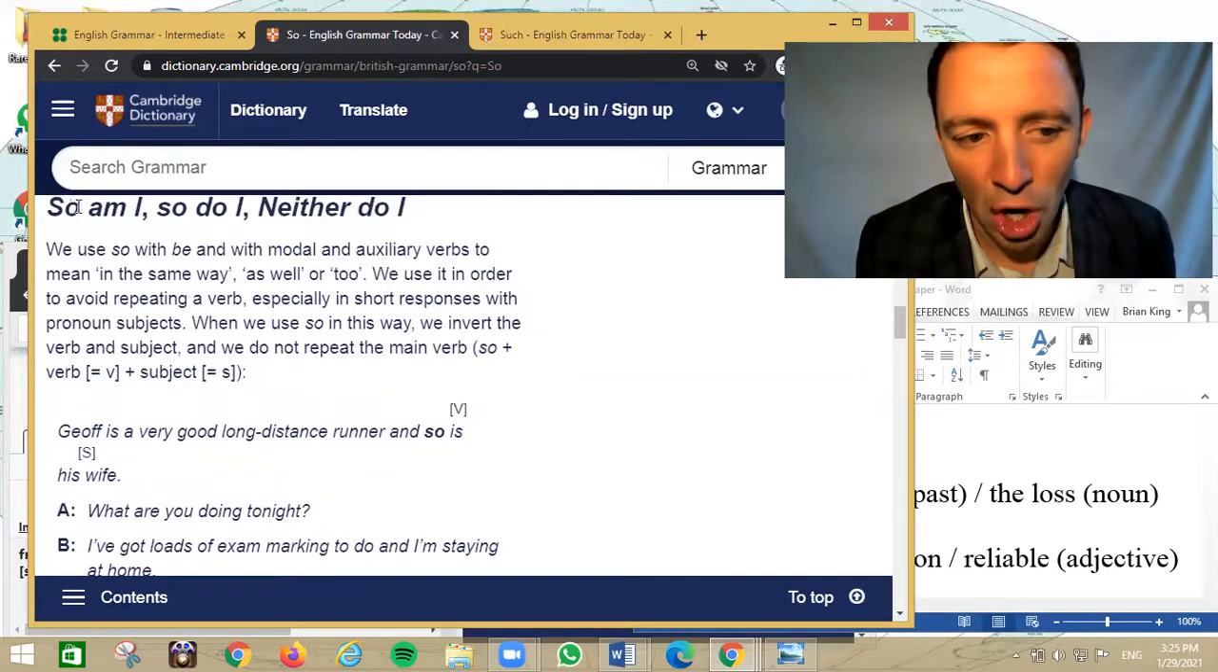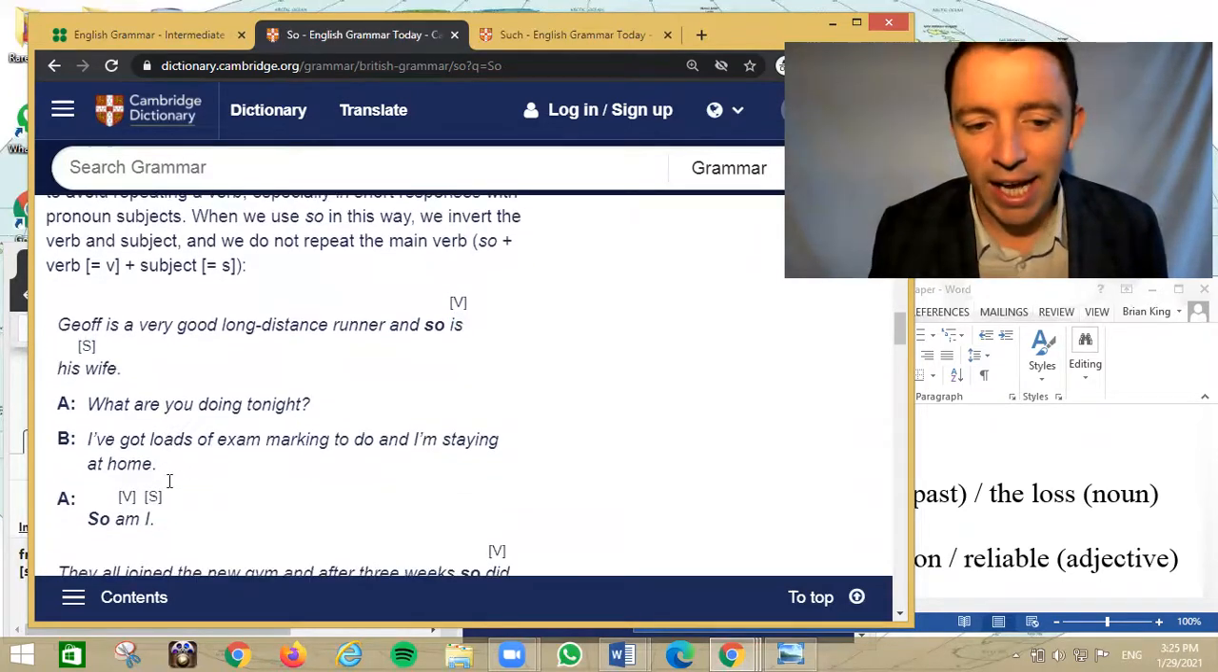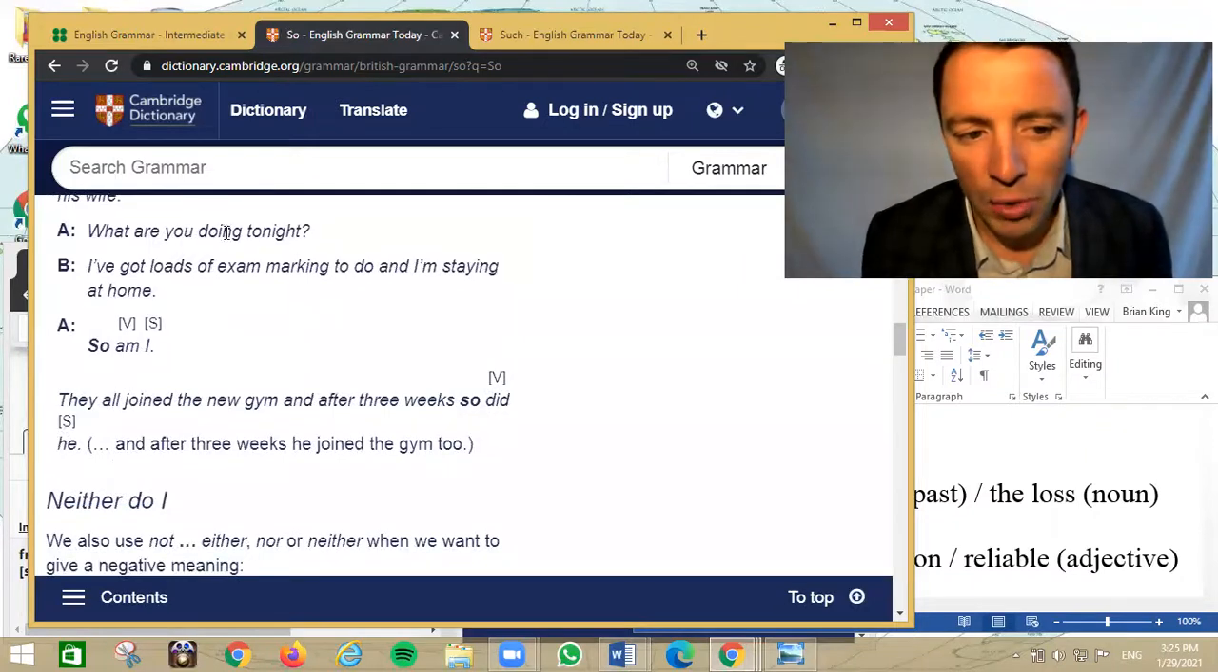So basically it's "so" plus the verb to be and the subject. Okay, here's the verb "so", the verb to be, and the person, the subject.